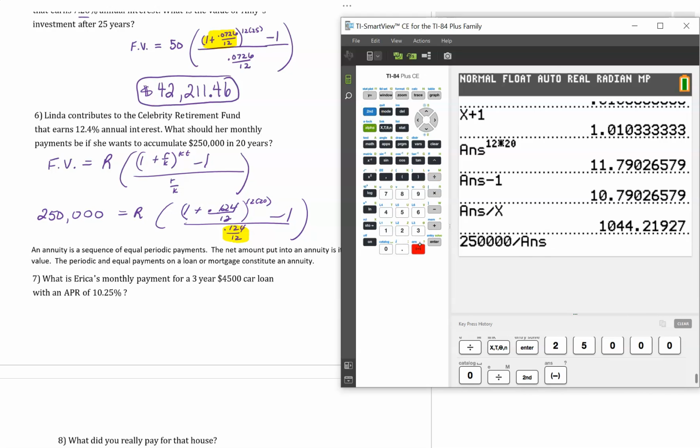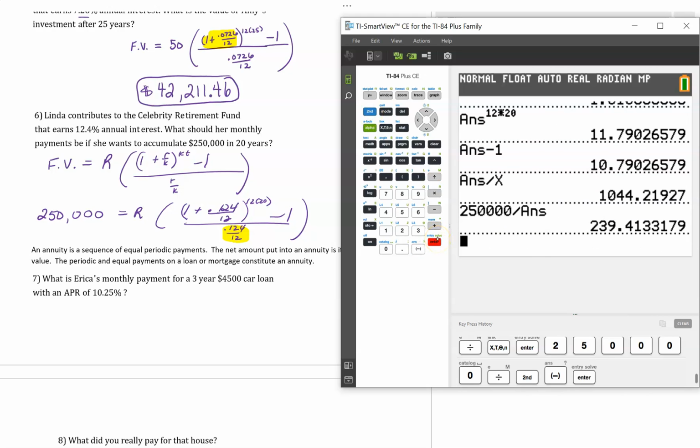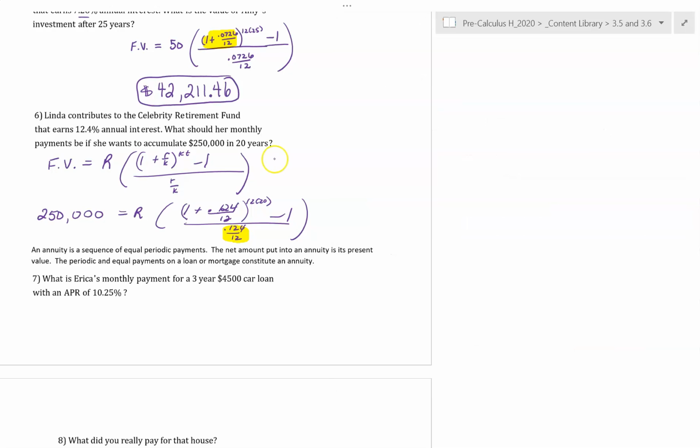So the answer is a second negative sign. So I put 239.41. So that would be my equal periodic monthly payment of $239.41. Okay, so an annuity is a sequence of equal periodic payments. The net amount put into an annuity is its present value. The periodic and equal payments on a loan or mortgage constitute an annuity.